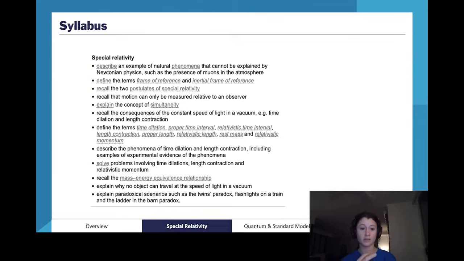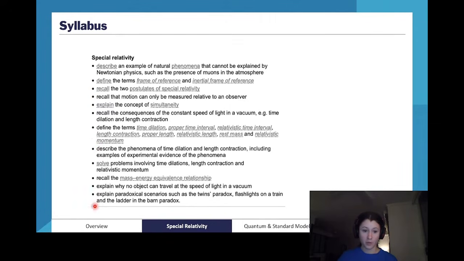Alright, so a quick overview of what you need to know for special relativity. You need to understand the presence of muons in the atmosphere as an example of natural phenomena that cannot be explained by Newtonian physics. You need to be able to define all of these terms. As you can see, all the terms you need to define are in gray italics underlined, and after all of these terms you need to be able to remember the definitions.